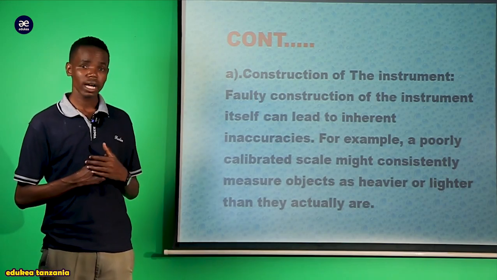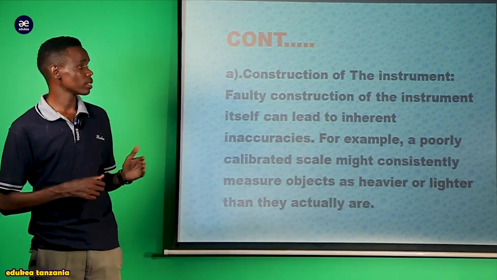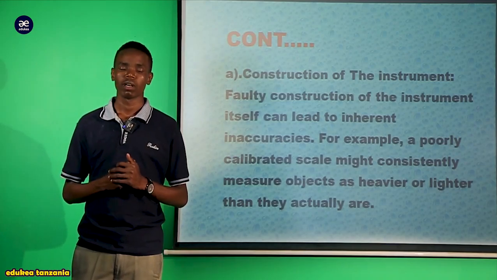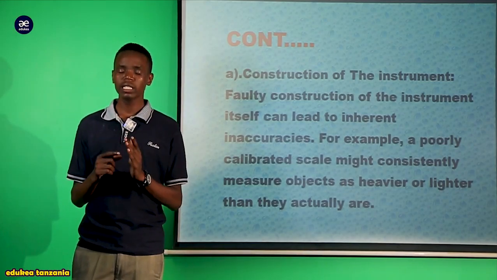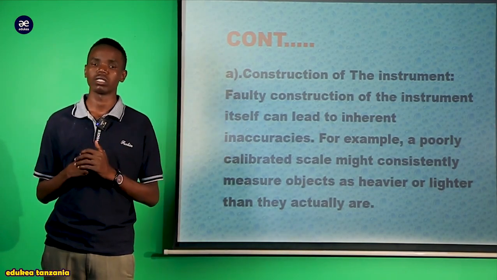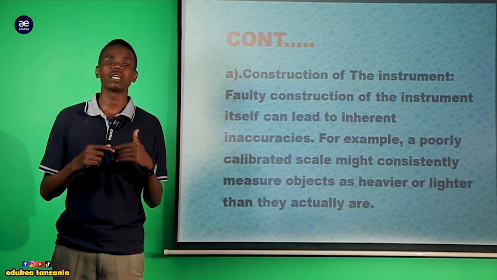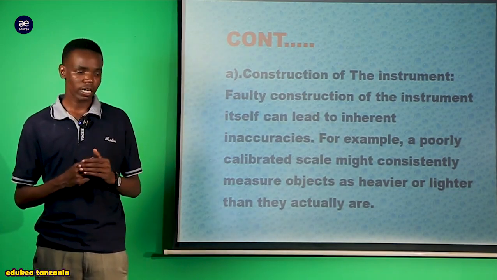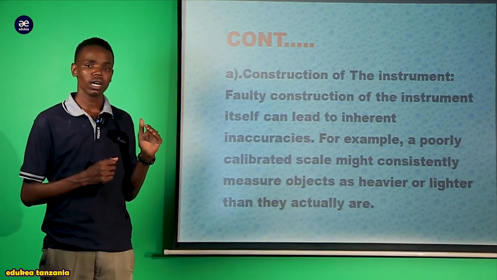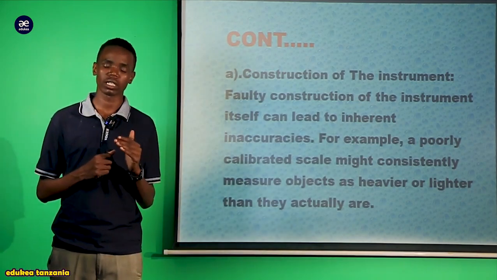So there are several causes of the systematic errors. Among them is during the construction of the instruments. Always the systematic error, my dear student, exists through the presence of an instrument. When the instrument is constructed with the incorrect scales, it means that during the measurements it will cause you to obtain the errors, which is called the systematic errors.